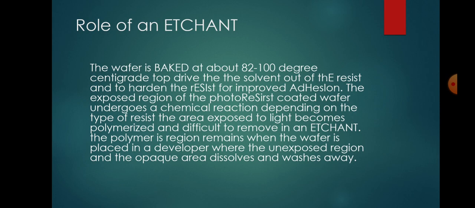So the next step is to expose the wafer through a patterned mask using an ultraviolet source. The exposed region of the photoresist coated wafer undergoes a chemical reaction depending upon the type of resist. The area exposed to light becomes polymerized and difficult to remove in an etchant. The polymerized region remains when the wafer is placed in the developer, whereas the unexposed region under the opaque area dissolves and washes away. The wafer after development is what is left after the photoresist is washed away.